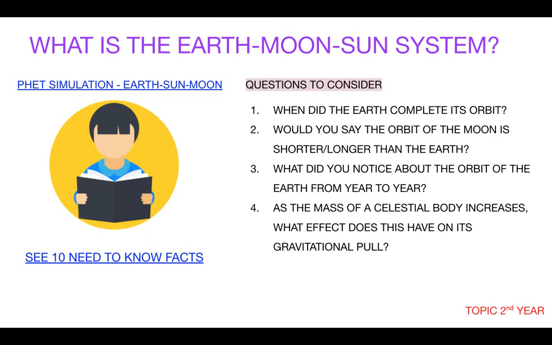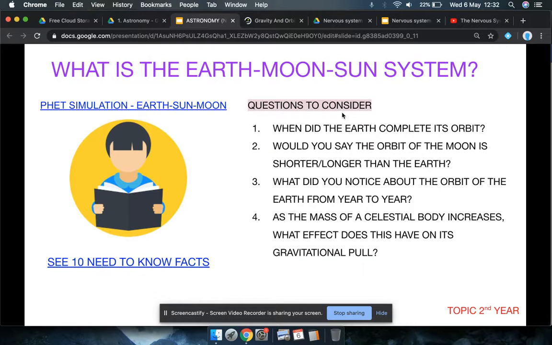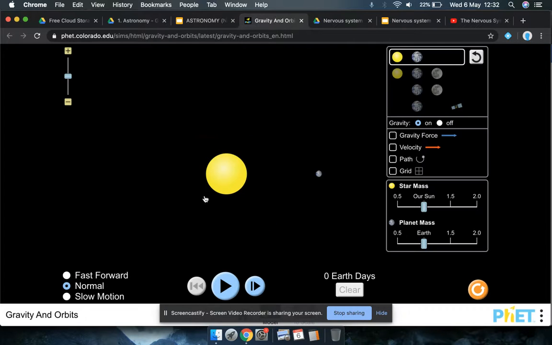So here is, and I'm not sure if this will work, a representation of the Earth, Moon, and Sun. What's interesting here is to consider some of these questions, like, when did the Earth complete its orbit? Would you say the orbit of the moon is shorter or longer than the Earth? And what do you notice about the orbit of the Earth from year to year? So let's have a look and consider a few of these questions.